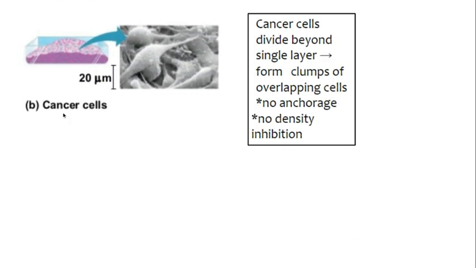Cancer cells, however, divide beyond that single layer. They keep dividing. They don't care. It's too crowded, don't care. We're going to keep dividing and keep dividing. So they divide beyond that single layer and form clumps of overlapping cells. So cancer cells do not exhibit anchorage dependence. They do not exhibit density inhibition. They're just going to keep dividing no matter what.